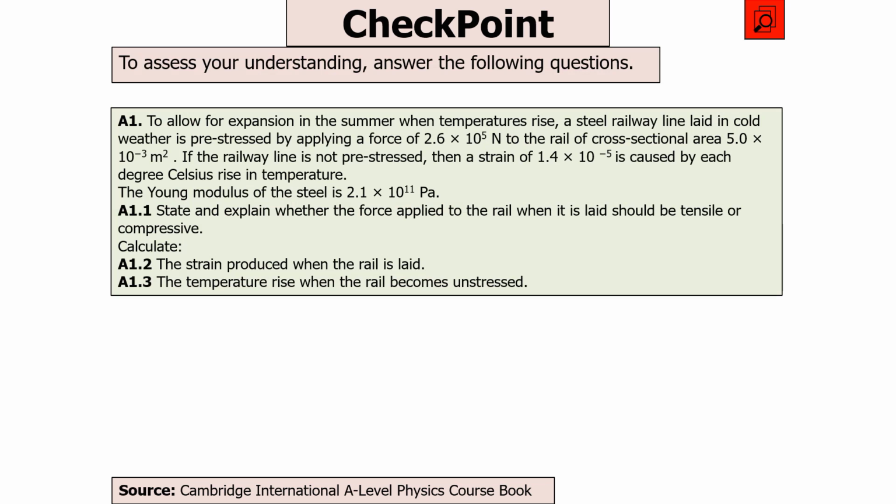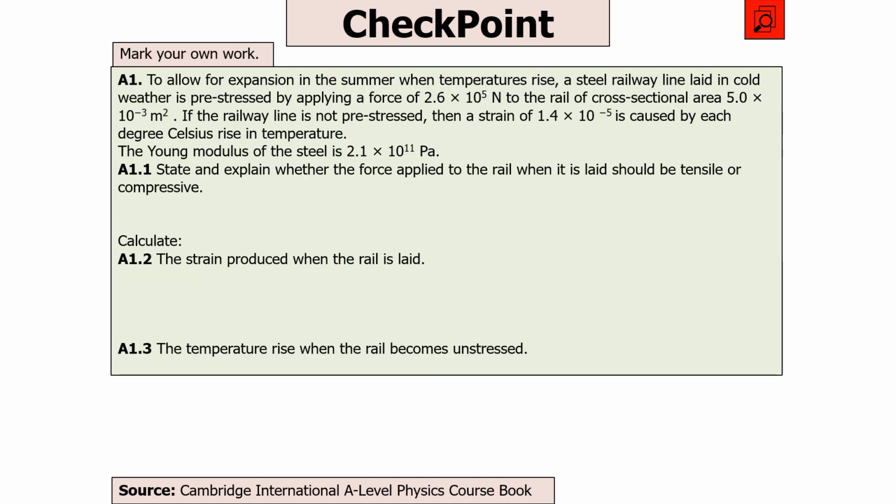The next question says, to allow for expansion in the summer when temperatures rise, a steel railway line laid in cold weather is pre-stressed by applying a force of 2.6 times 10 to the 5 newtons to the rail of cross-sectional area 5.0 times 10 to the minus 3 meters squared. If the railway line is not pre-stressed, then a strain of 1.4 times 10 to the minus 5 is caused by each degree Celsius rise in temperature. The Young modulus of the steel is 2.1 times 10 to the 11 pascals. State and explain whether the force applied to the rail when it is laid should be tensile or compressive. Then calculate the strain produced when the rail is laid, and then calculate the temperature rise when the rail becomes unstressed. So pause the video now, then unpause the video when you want to go through your answer.